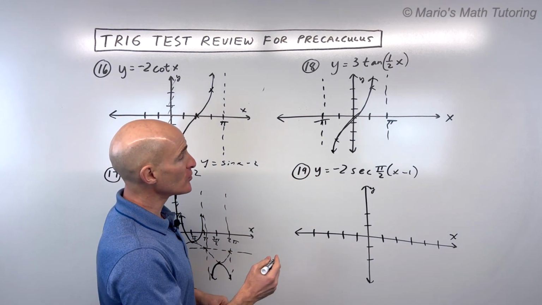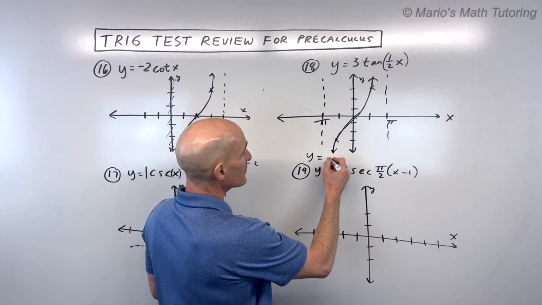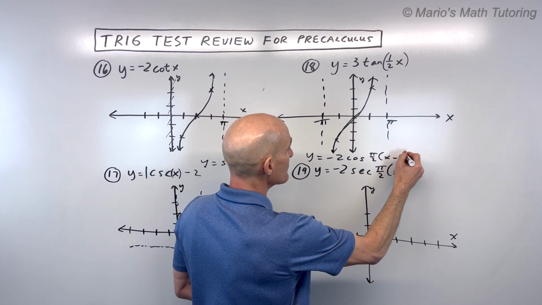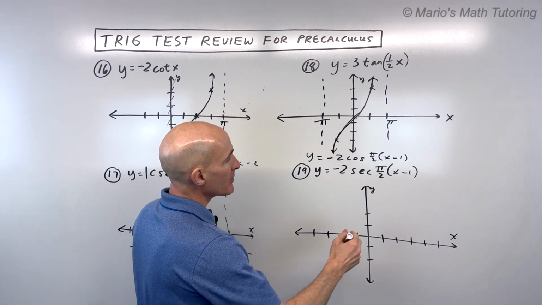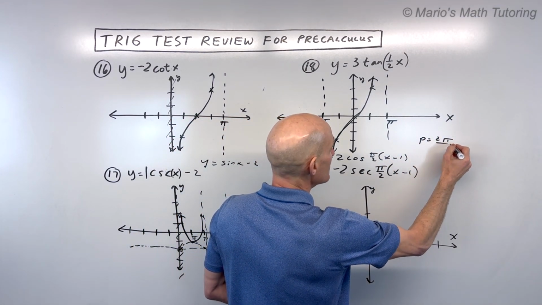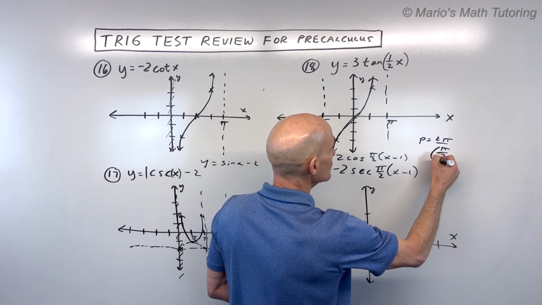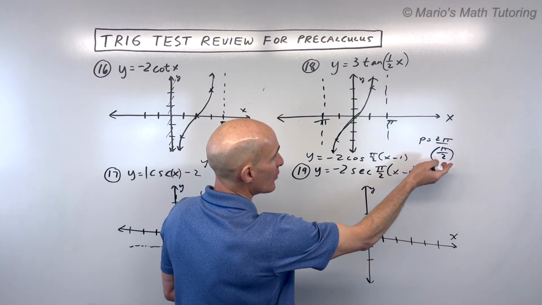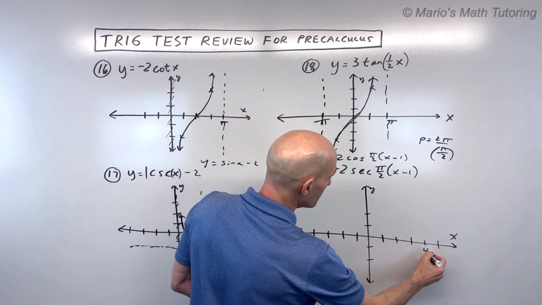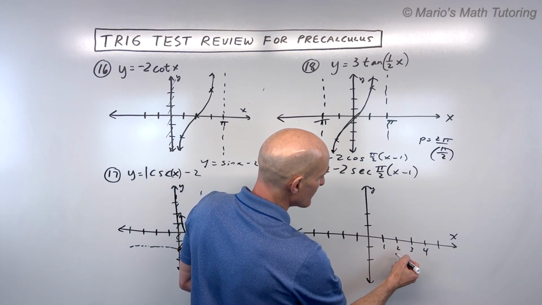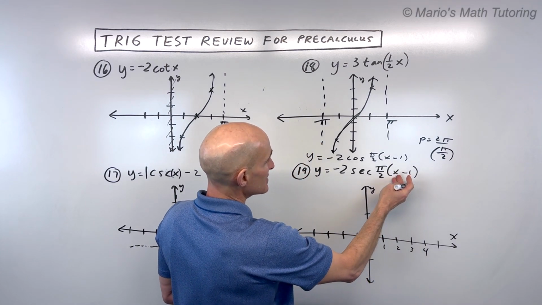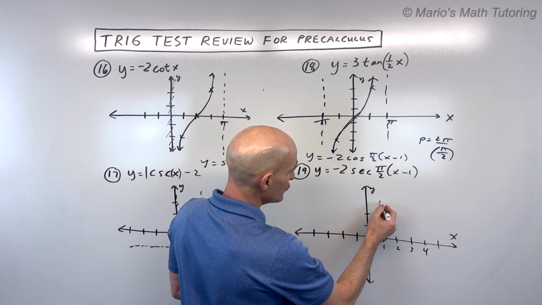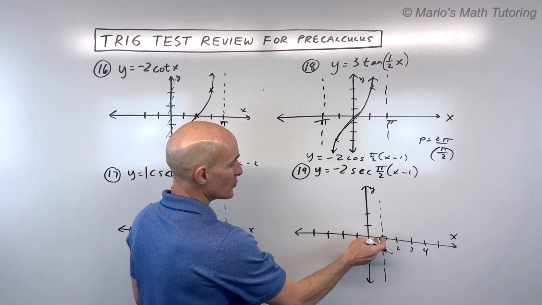It's the reciprocal of cosine. So I'm going to think about what the -2 cosine pi over 2 x minus 1 graph would look like. Well, the period is 2 pi divided by b. In this case, the b is pi over 2. So that comes out to 4. When you divide by the pi over 2, you multiply by the reciprocal. So a period of 4. If I divide that up into 4 pieces, that means we have a scale of 1. This x minus 1 is going to shift the graph right 1. So we're going to think of this as our new y-axis, our new origin.